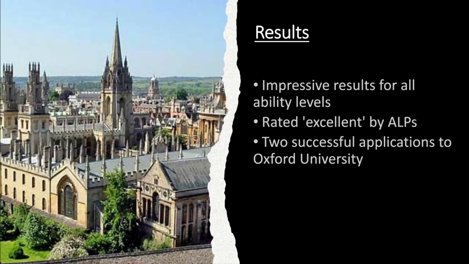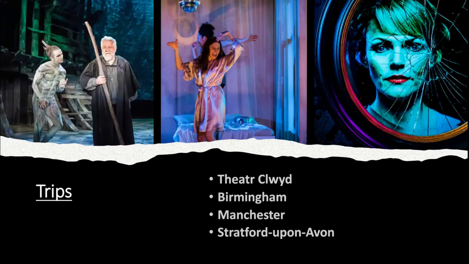Our results are excellent. They've been rated as excellent by ALPS, who are an independent body. So that's not us saying the results are excellent. It's a group who compares different sixth forms across the country, and our results are consistently excellent. And that goes for all ability levels. Although recently, in the past 4 years, we have had 2 students who've gone on to successfully apply to study English Lit at Oxford University. So those 2 students are there now studying English Literature and really enjoying themselves. So, we had a lot of success in this subject.